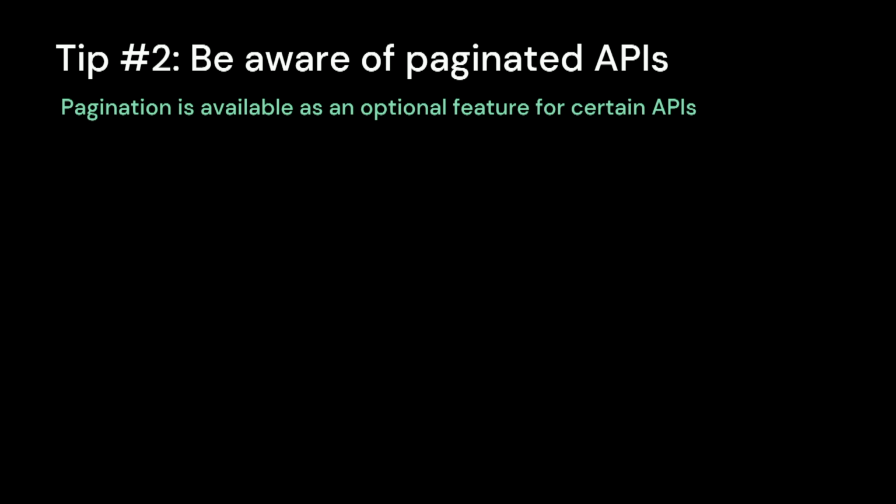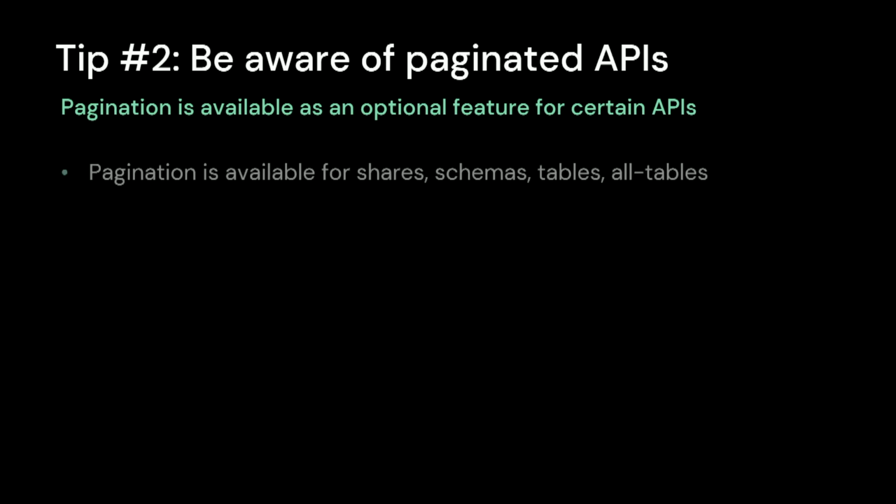Second general tip I'd have you know is that some of the APIs support a pagination model. Now, you might be able to ignore this, at least in your initial implementation. Specifically, the APIs that are in question are interrogating shares, schemas, tables, and the all tables. All tables we can kind of glance over because it's simply a way of saying, give me all the tables associated with the share, which you would have already been able to do with the other ones.